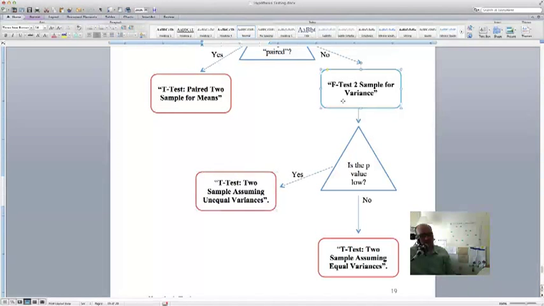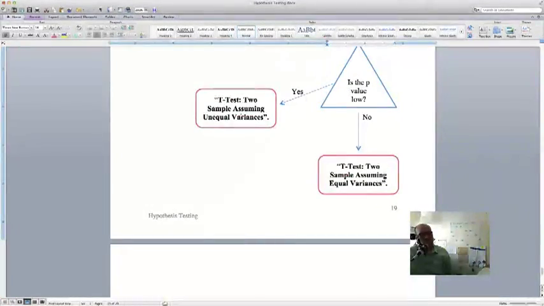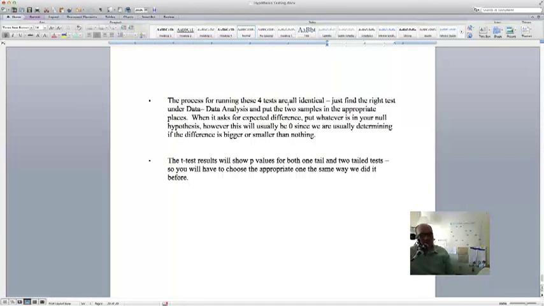We're going to get two p-values here. So don't just run this and say, oh, I'm done, the p-value is low, so I can reject the null hypothesis of my original hypothesis. No. All that does is tell us which of these two tests to run. Okay, we're almost done. The process for running these 4 tests is identical. We just find the right test under the data analysis, put the 2 samples in appropriate places. When it asks for expected differences, put whatever is in your null hypothesis. Usually this is going to be 0, since we're usually determining that the difference is bigger or smaller than nothing, right?